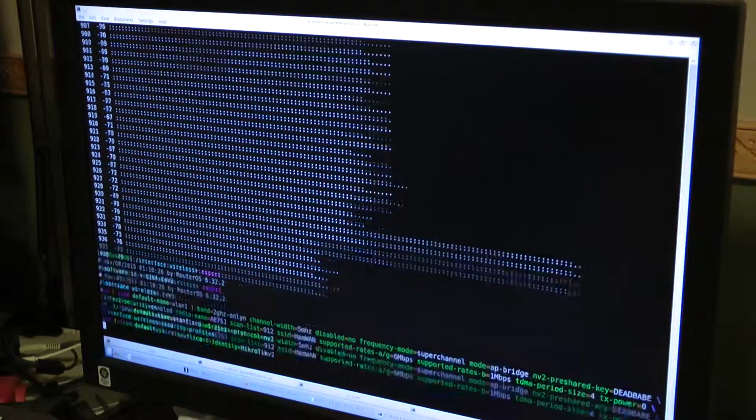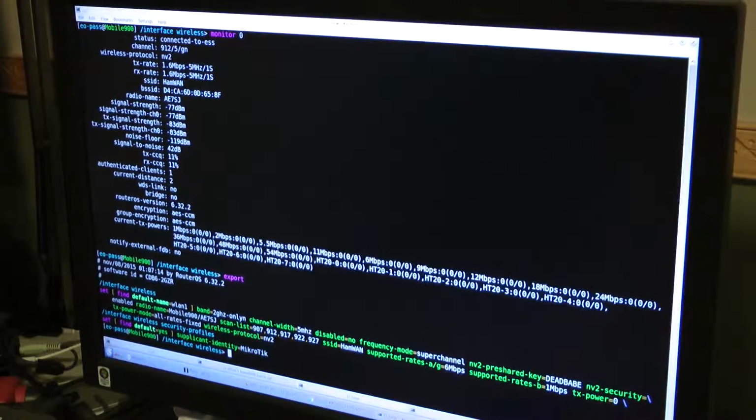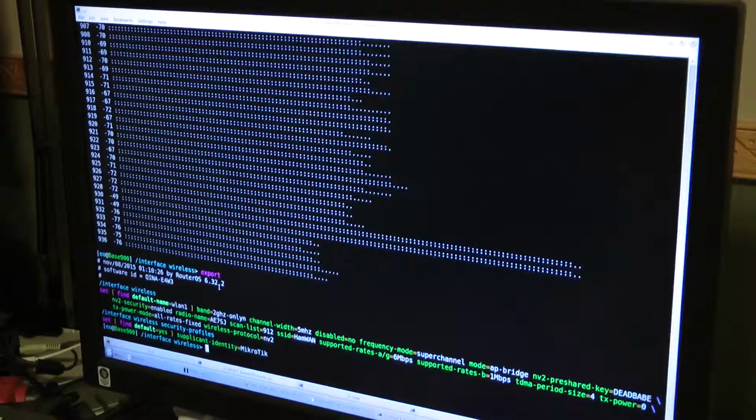Let me just make sure these are both set for TX power 0. That one is. TX power 0, yep. So that may be a measurement error at this point.